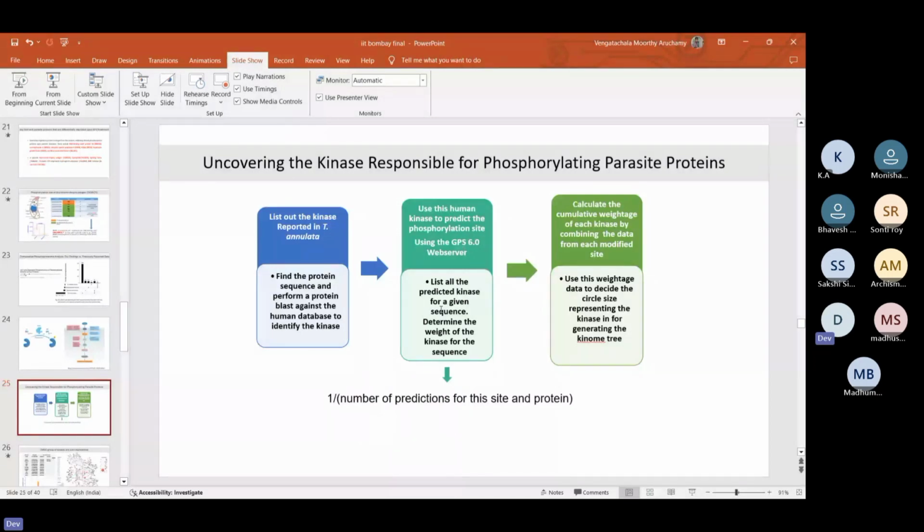So what we have particularly done here is, for example, there is a protein X or site X, and around 10 kinases are predicted to phosphorylate this particular site. So we have given an individual kinase score for this site. We have taken 1 divided by 10, so each individual kinase will get a score of 0.1. That's how we have predicted these kinases for all the Theileria phosphoproteins. And ultimately, we cumulatively added all the scores and gave one kinase score to a single kinase.